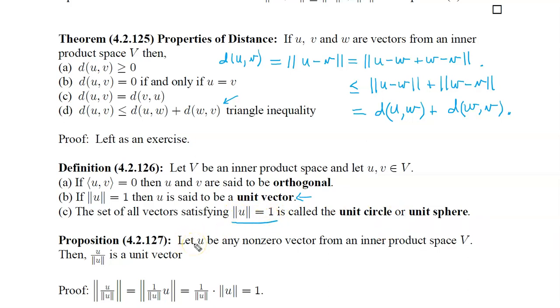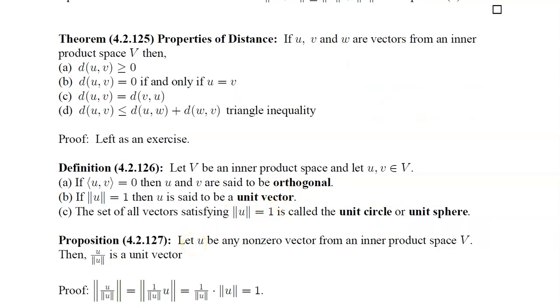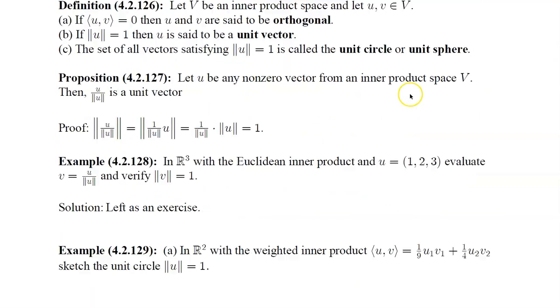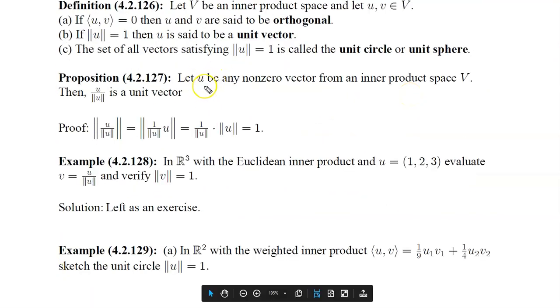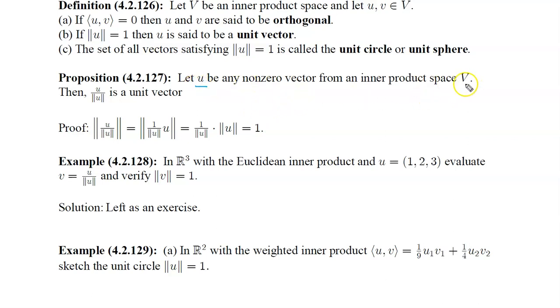Let's take a look at this proposition. So for any non-zero vector u from an inner product space, if we take u and we divide it by its norm, that is going to be a unit vector. Now keep in mind that this is actually equal to 1 over the norm of u, which is treated like a scalar, times u. That's really what we mean here.